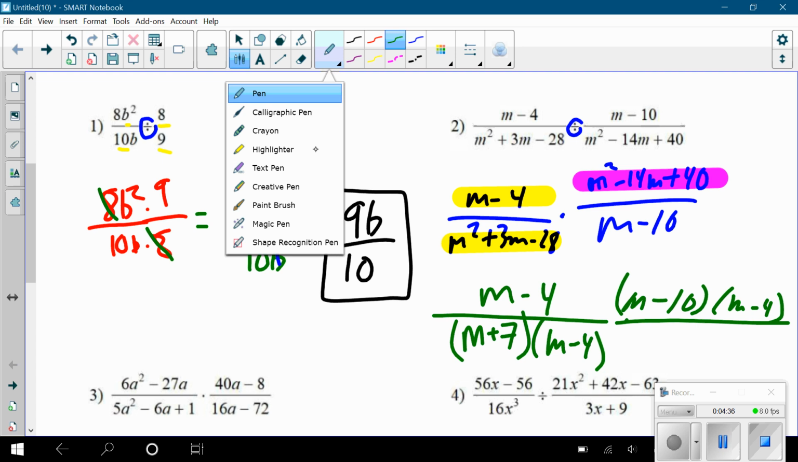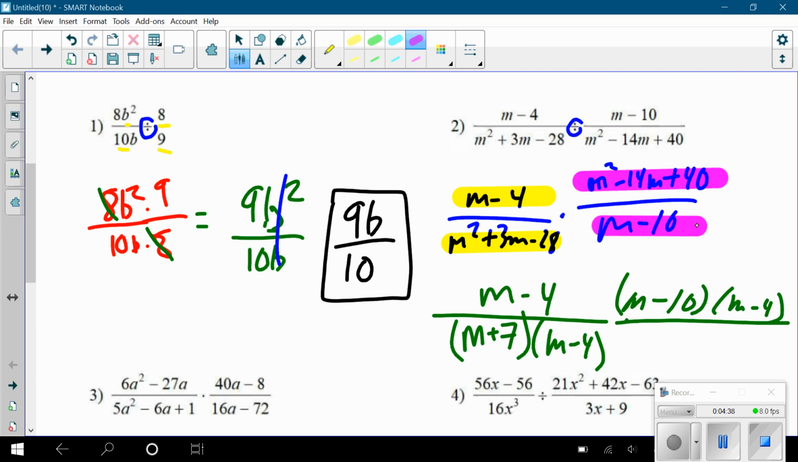Lastly, does this guy factor? No, it's just a binomial, it doesn't factor. No GCF. Cool. Now I'm ready to cross stuff out.